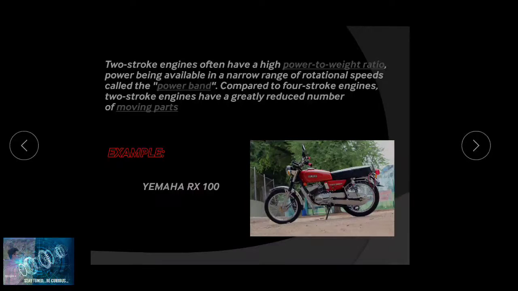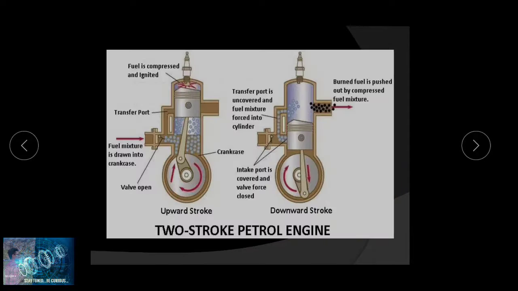A famous example of a 2-stroke engine is the Yamaha RX 100. And this is a 2-stroke petrol engine. In this engine, ports are available for inlet and exhaust purposes. Through this inlet port, the fuel gets inside the cylinder and is ignited during the upward stroke. During the downward stroke, the burned flue gases are pushed out through the exhaust port.